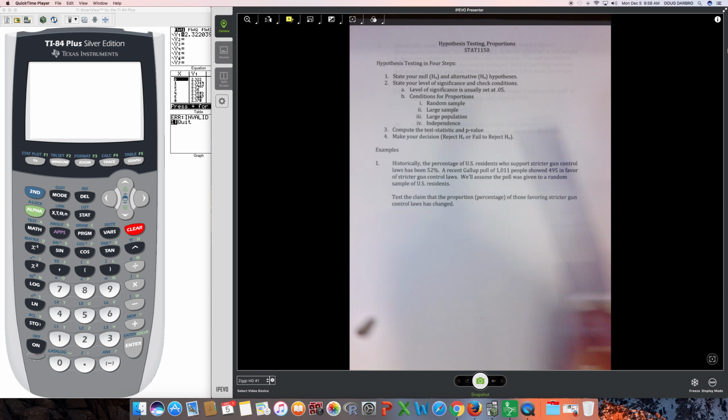First thing is state the null and alternative hypotheses. Second, state your level of significance and check your conditions. I'll run through examples of that. These things are different than for the hypothesis testing for mean problems. We'll compute the test statistic and the p-value. And we'll use the calculator, but I'll also show you what's called the critical value approach. And then ultimately you just make your decision. So we're going to use these 4 steps in working problems.